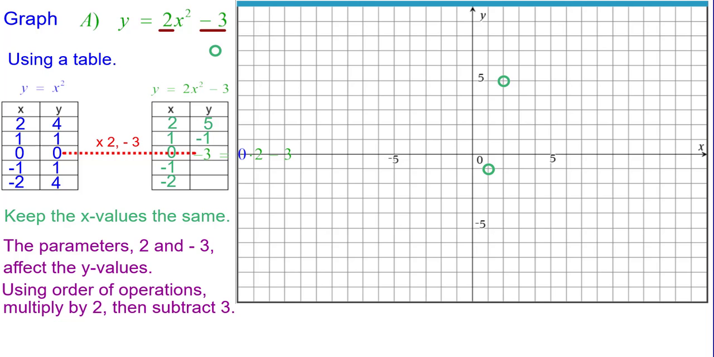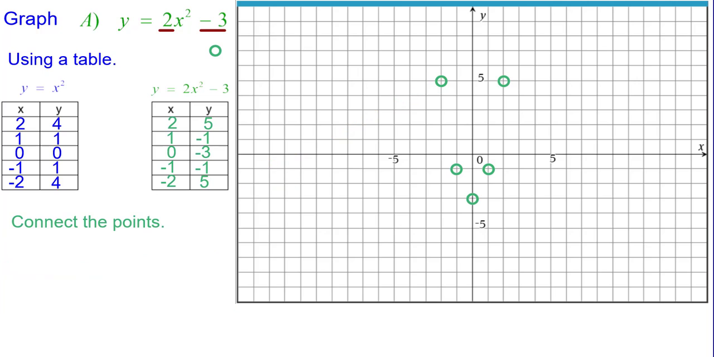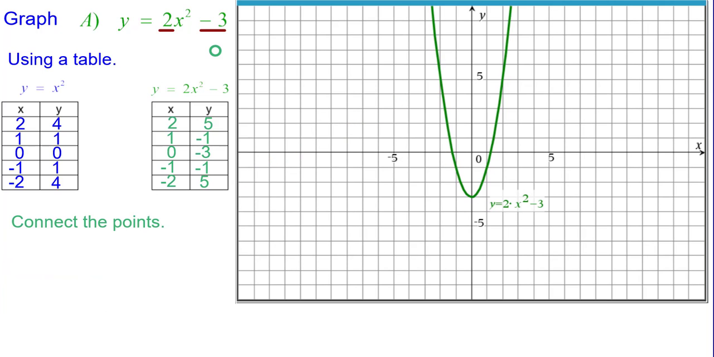So 0 times 2 minus 3 is negative 3. 1 times 2 is 2, minus 3 is negative 1. So we'll plot negative 1, comma, negative 1. And 4 times 2 is 8, minus 3 is 5, so negative 2, comma, 5. Connect the points into a parabola.